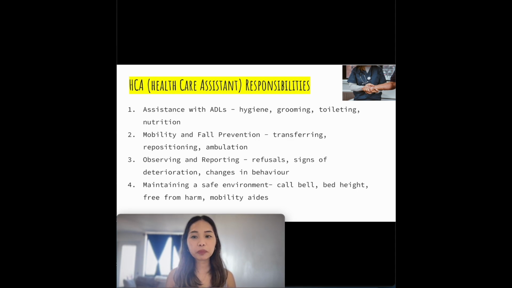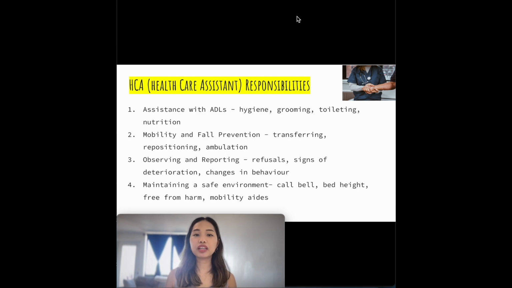All this mobility, like the transferring, repositioning, and ambulation of the patient. How would you feed the patient? How would you toilet? Next here would be observing and reporting. So the healthcare assistant reports if Mr. Thompson is refusing or if there's any signs of deterioration, changes in behavior, if there's increased confusion, right, or any changes in the patient's behavior or mobility. The healthcare assistants are the eyes and ears of the nurses.